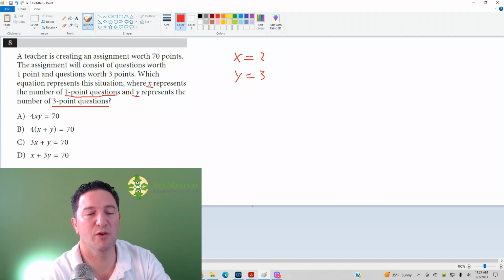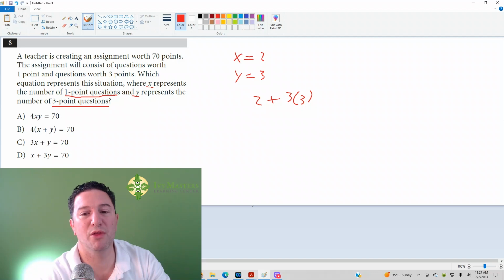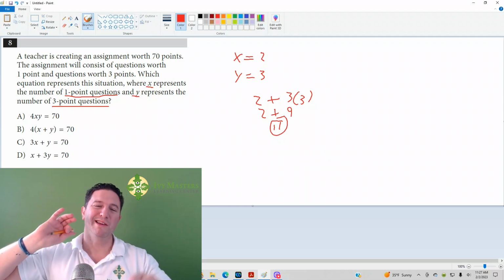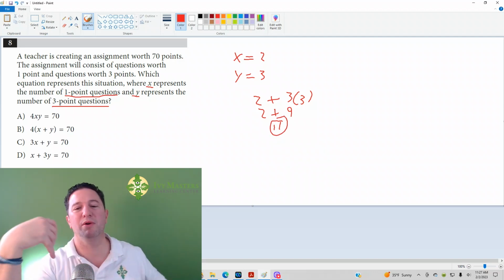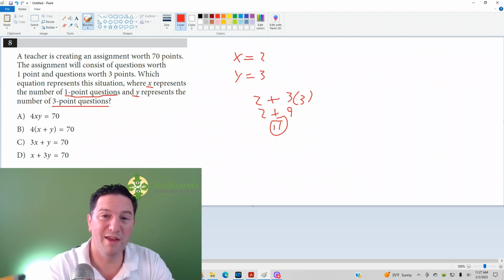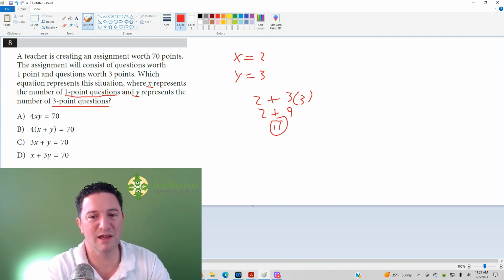If x is the number of 1-point questions, that's going to be 2. If y is the number of 3-point questions, that's going to be 3 times 3. And from your x being 2 and your y being 3, you're going to wind up with a total of 2 plus 9, or 11. Now, notice I completely ignored the 70-point thing. This is just a way that you could get it if you don't know exactly how to do it.